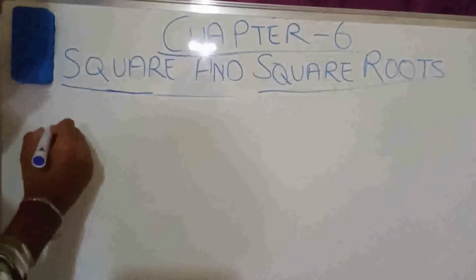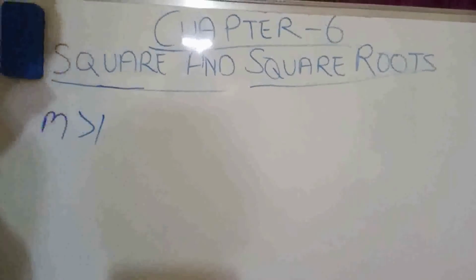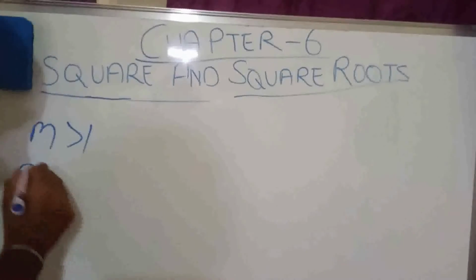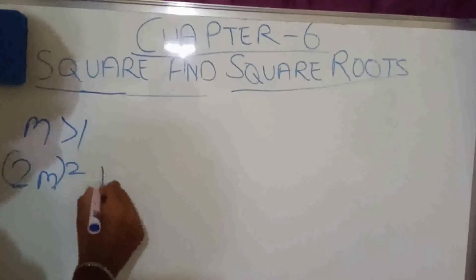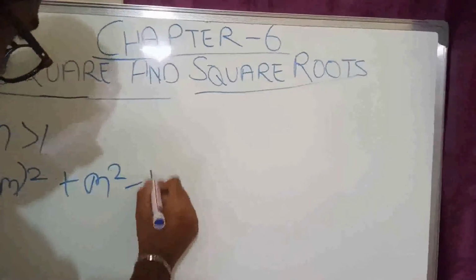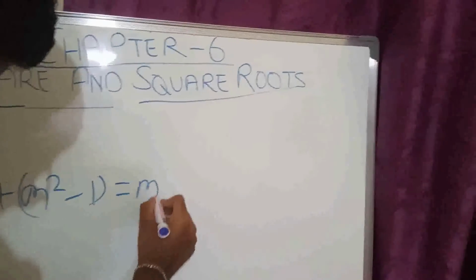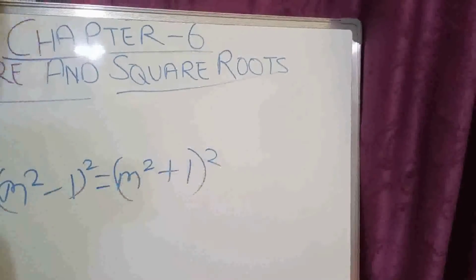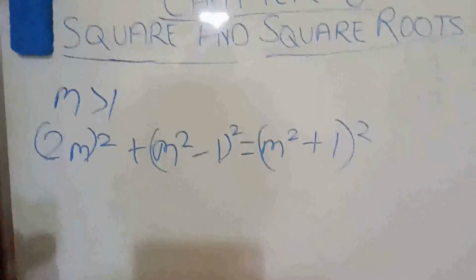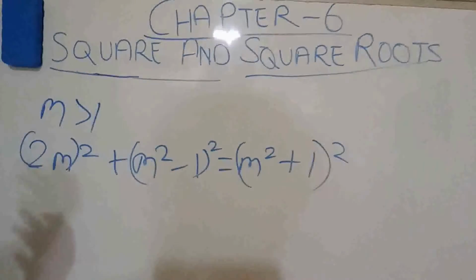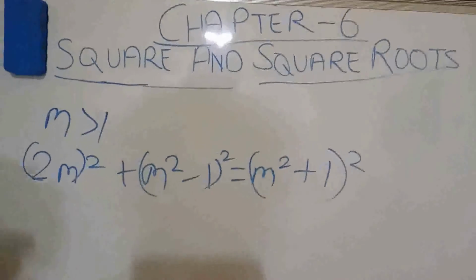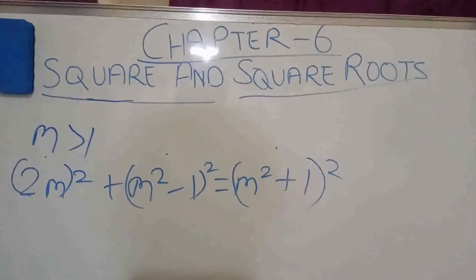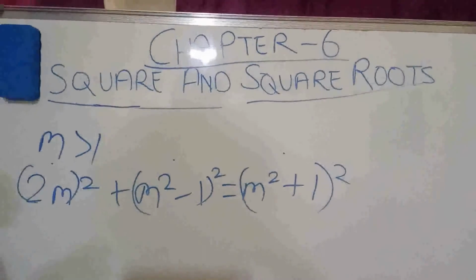If any number is m and is greater than 1, then 2m square plus m square minus 1 square equals m square plus 1 square. So m is going to be any number which is given to you in the question, and that will be of course greater than 1. So these three are the numbers which form a Pythagorean triplet.